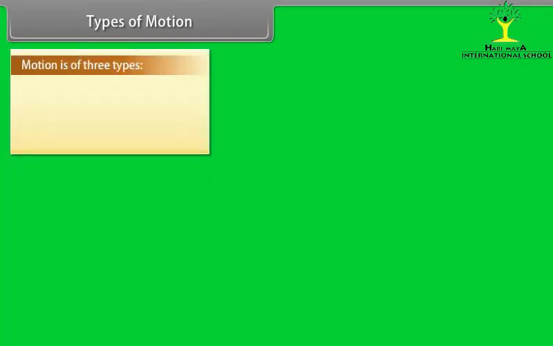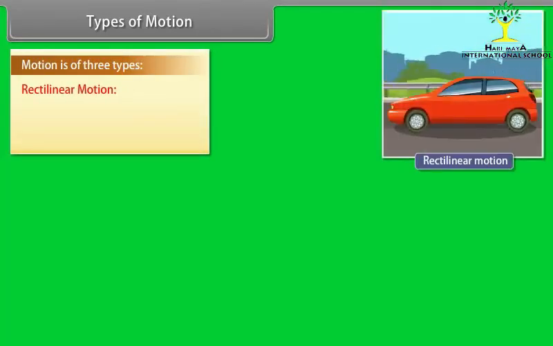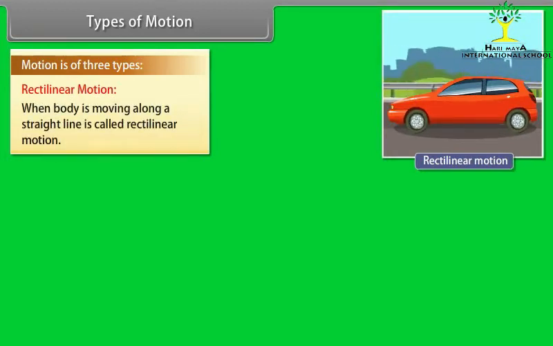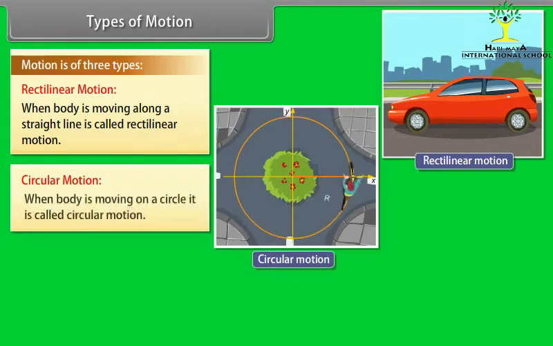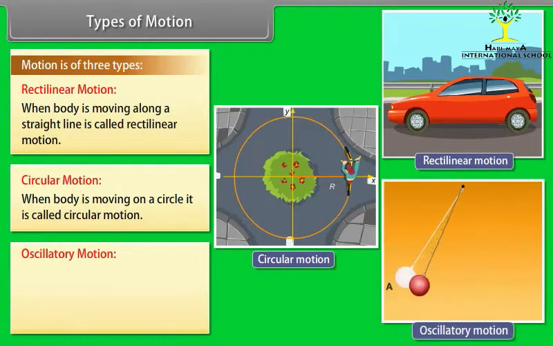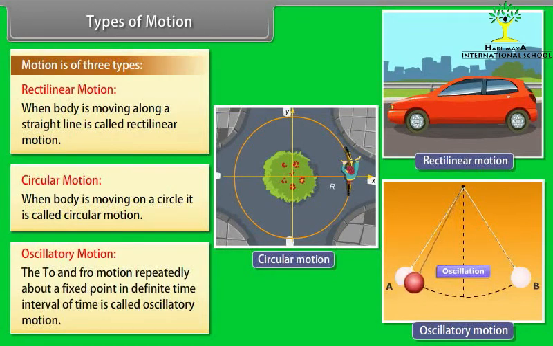Types of motion. Motion is of three types. 1. Rectilinear motion. When a body is moving along a straight line, it is called rectilinear motion. 2. Circular motion. When a body is moving on a circle, it is called circular motion. 3. Oscillatory motion. The to and fro motion repeatedly about a fixed point in a definite interval of time is called oscillatory motion.